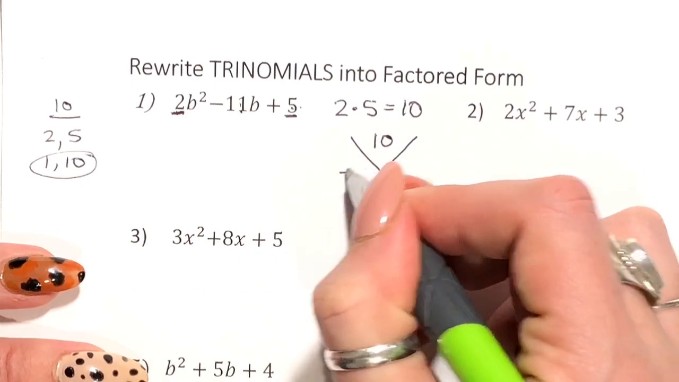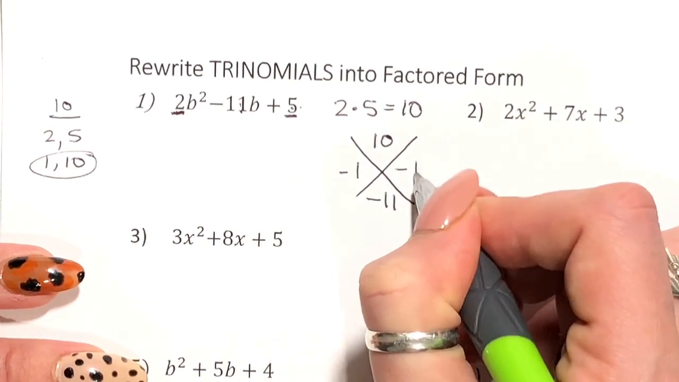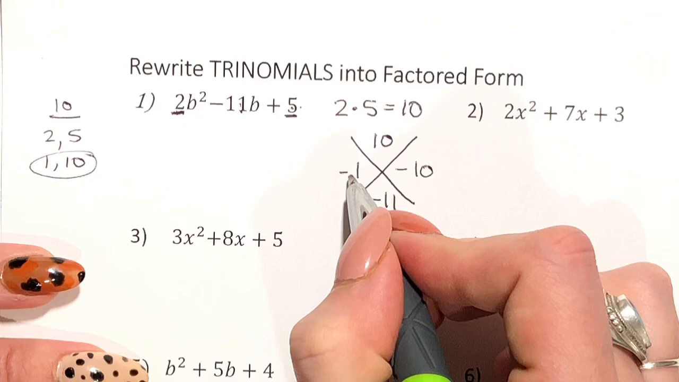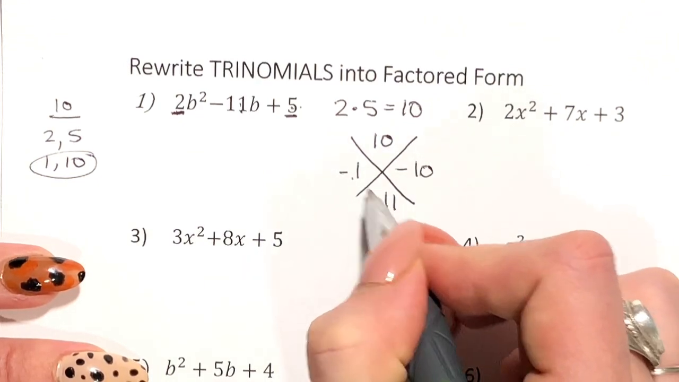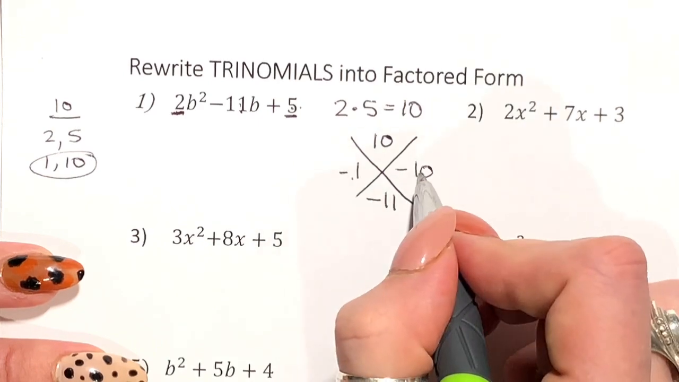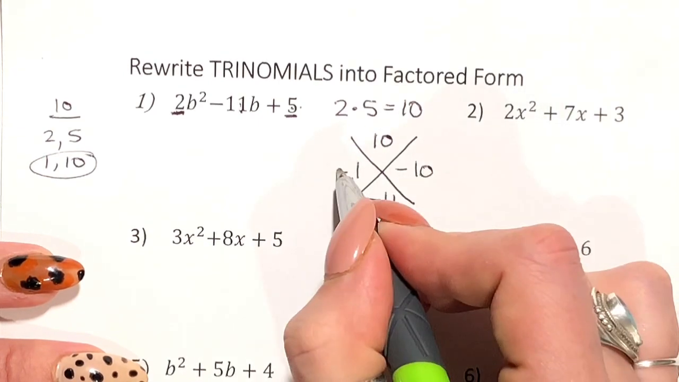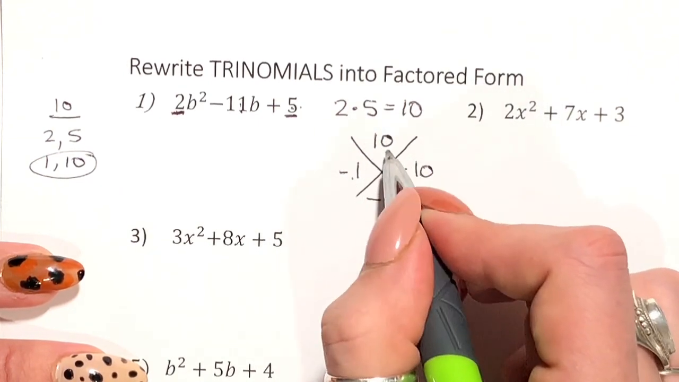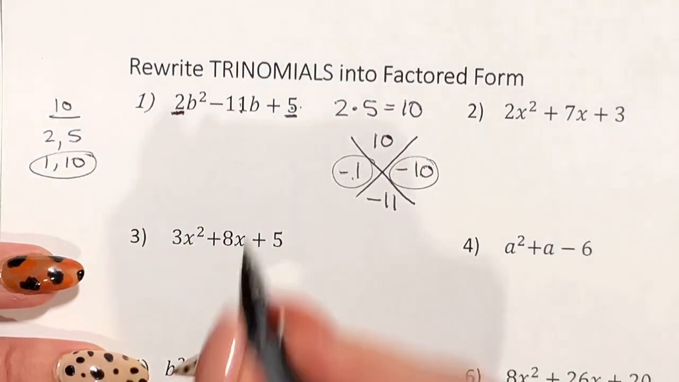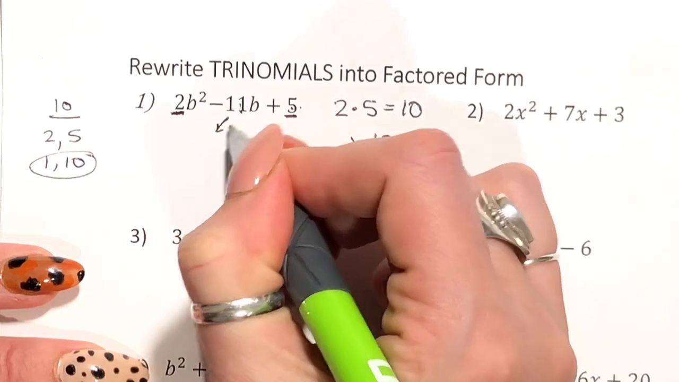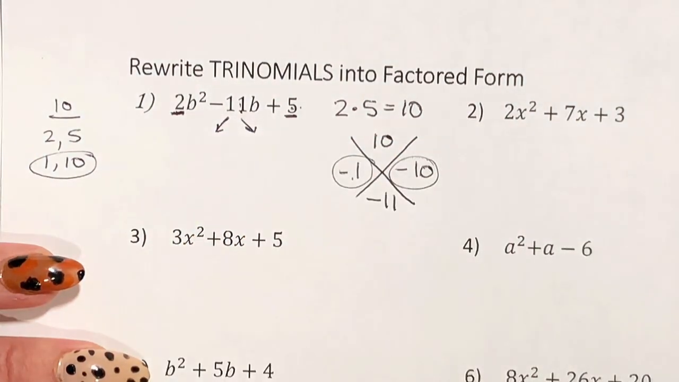So I want to change it to a negative 1 and a negative 10. That way -1 subtract 10 is the -11 that I need. But when you times them, -1 times -10, those two negatives make that +10. So these are going to be the two numbers that we're going to use to split up this middle term so that we can have 4 numbers instead of 3.